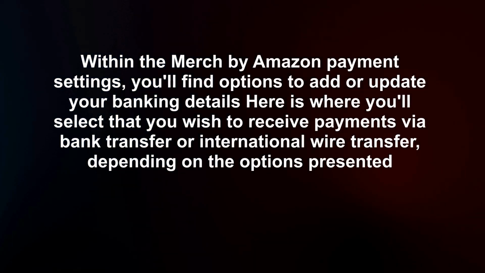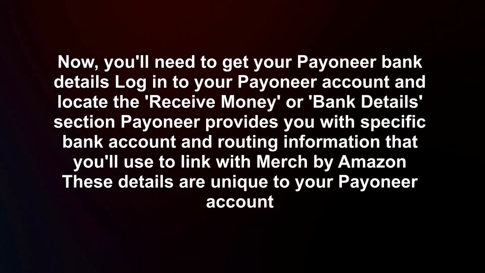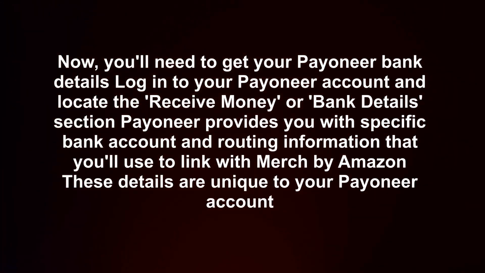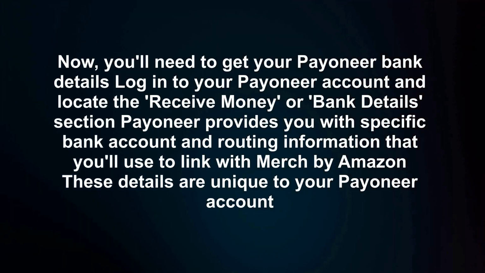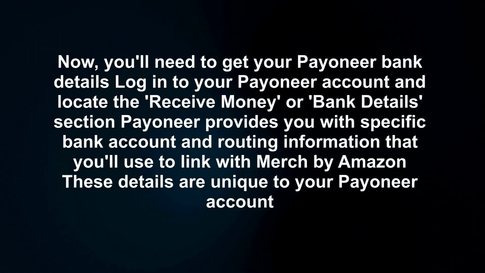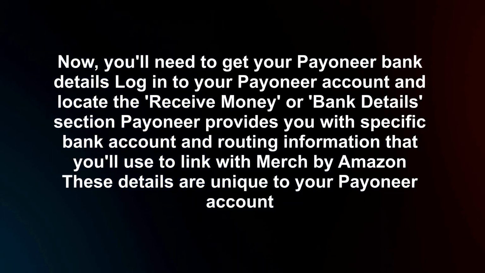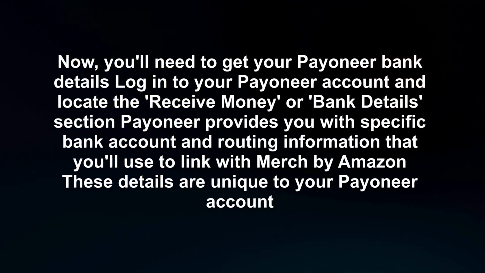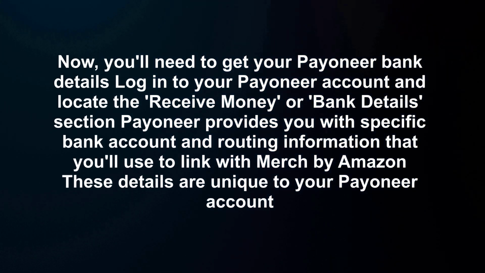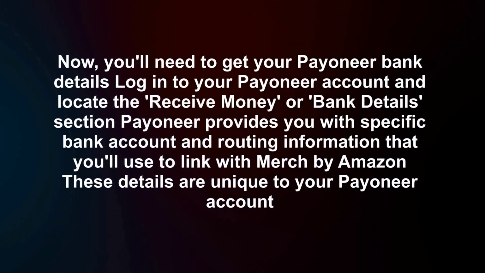the options presented. Now, you'll need to get your Payoneer bank details. Log into your Payoneer account and locate the Receive Money or Bank Details section. Payoneer provides you with specific bank account and routing information that you'll use to link with Merch by Amazon. These details are unique to your Payoneer account.